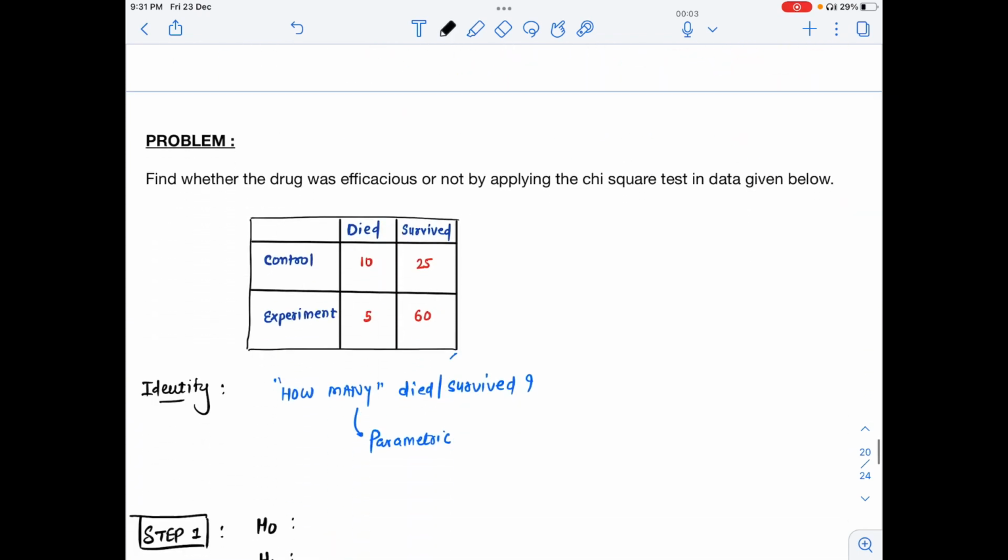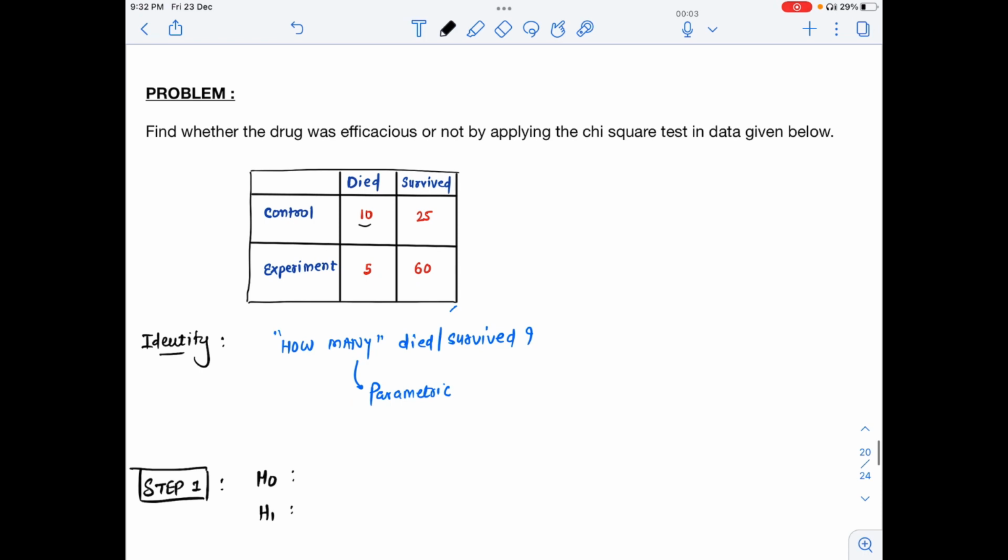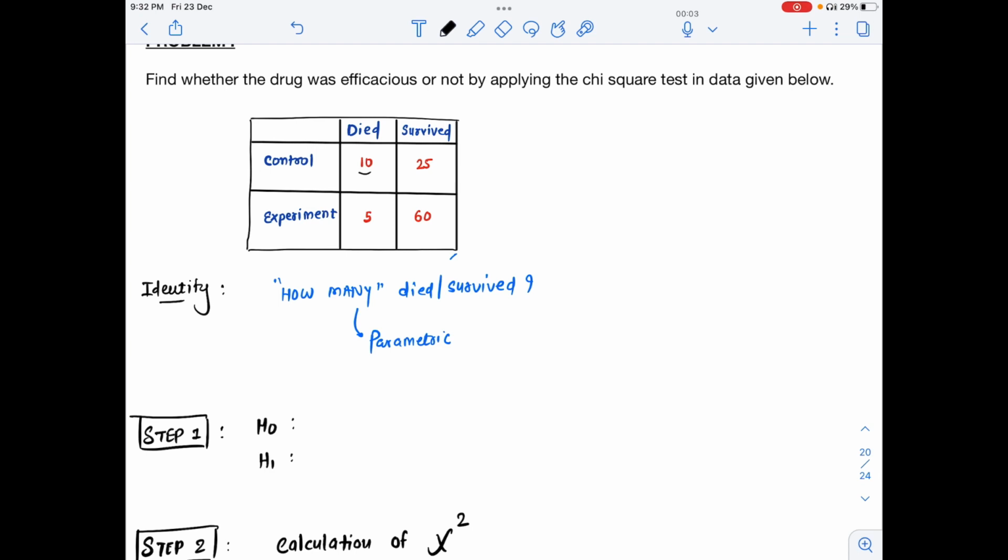Next we will discuss a problem. Find whether the drug was efficacious or not by applying the chi-square test to the data given below. Now, a drug will be efficacious if it prevented death. In the control group there were 10 people who died and 25 people who survived. And in the experimental group, which was given the drug, 5 people died and 60 survived. Now we will have to find whether there was any association between people who were given the drug and their survival and death. For this kind of arrangement, you can ask the question: how many died or survived. How many died or survived makes more sense.